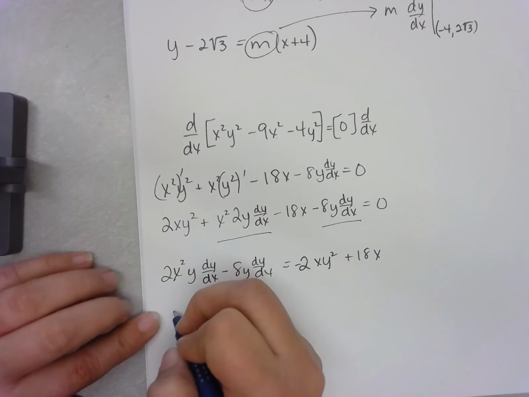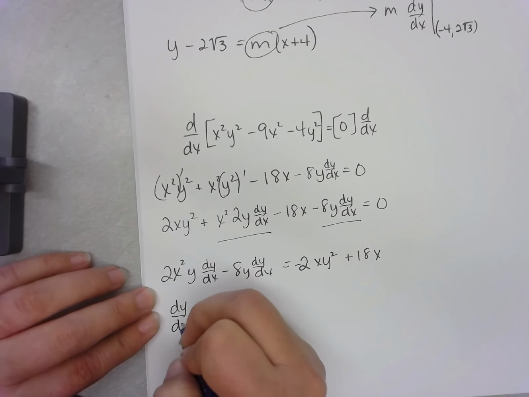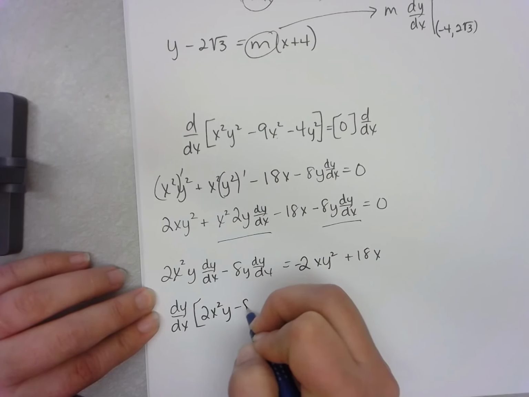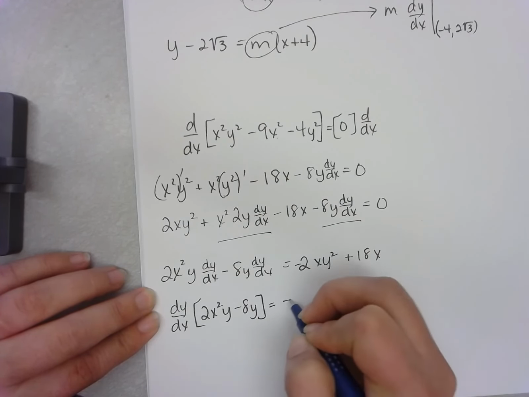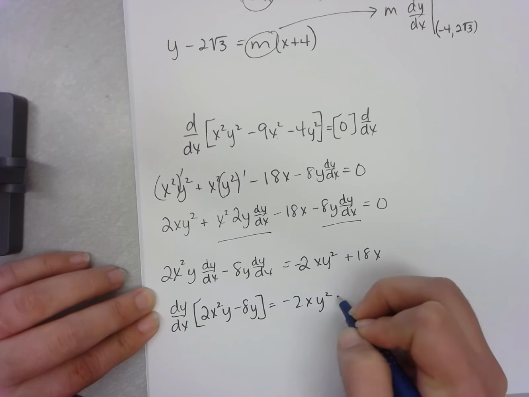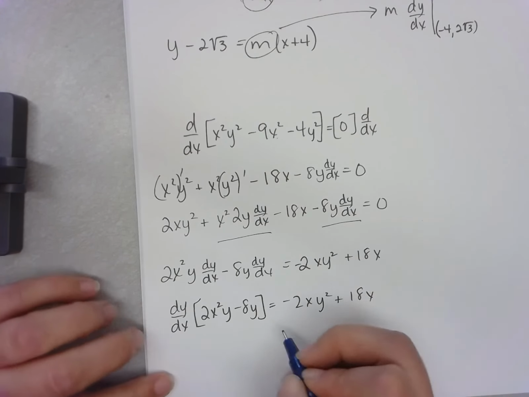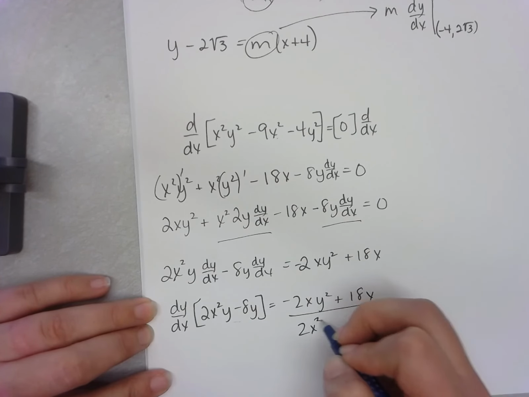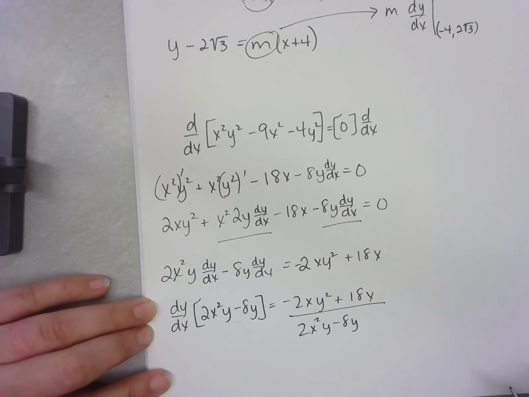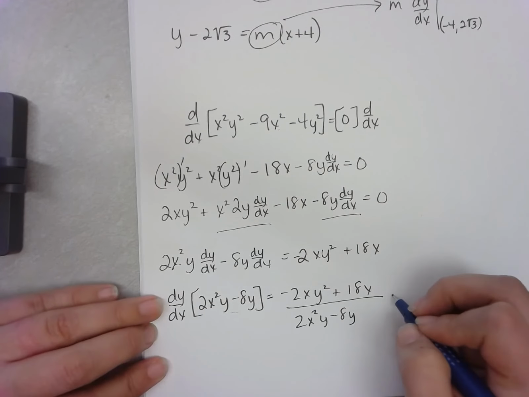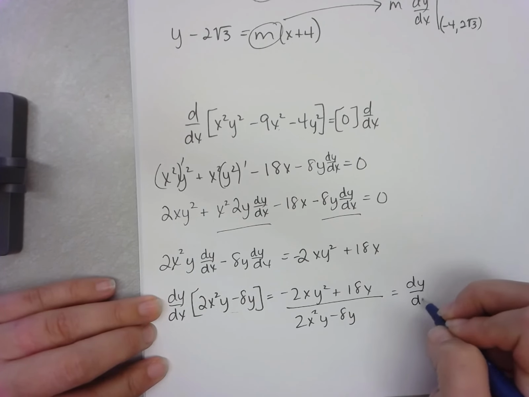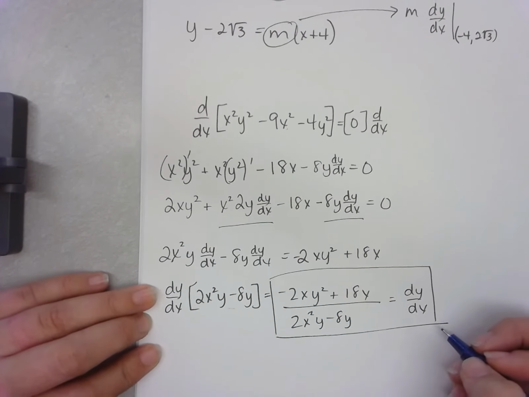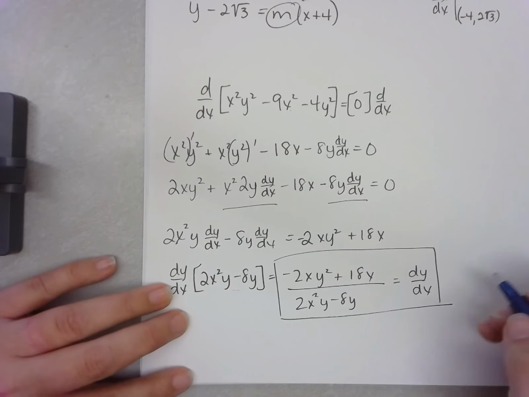All right, I'm going to factor out my dy/dx here. And then I just get (2x squared y minus 8y) dy/dx is equal to negative 2xy squared plus 18x, and I just divide by everything over here. So dy/dx equals the quantity over 2x squared y minus 8y. And here is my dy/dx. All right, now I want to evaluate this at the point (-4, 2 radical 3).